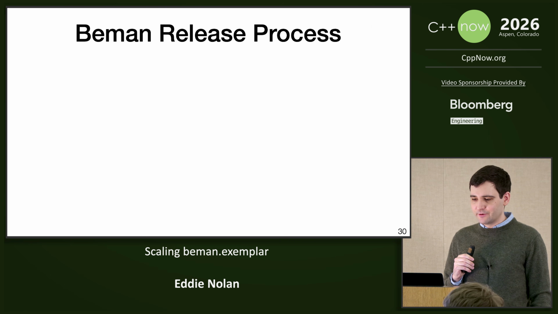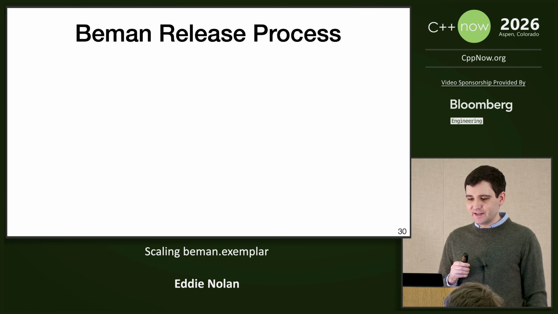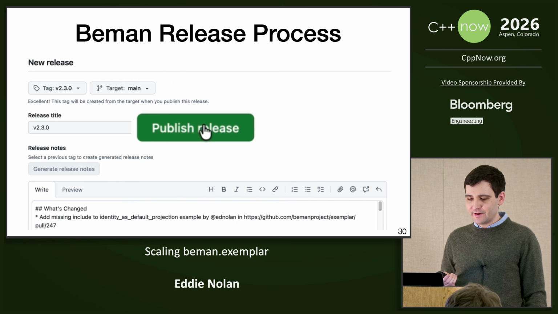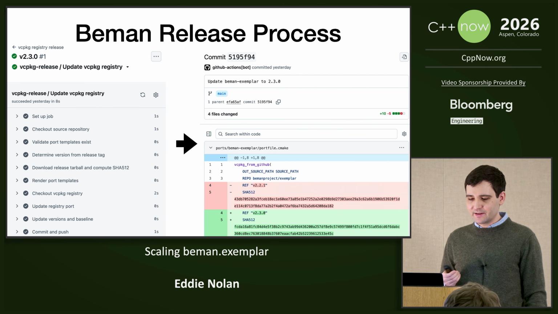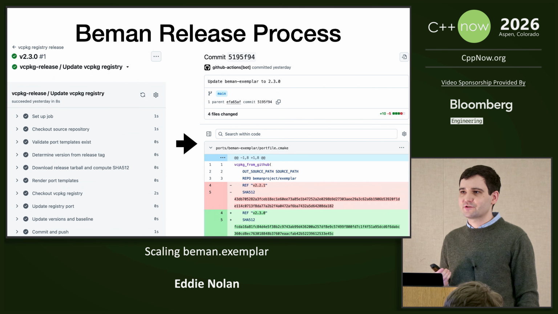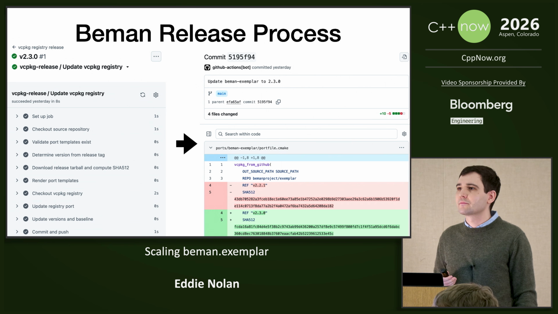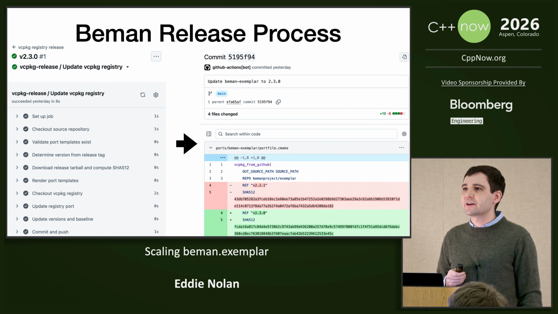So our release process is a very standard GitHub release process. You create a new tag, you can generate release notes, and then you have this publish release button that kicks off a GitHub action that stamps out the templates and creates a commit in the VC package registry. Is this the release process for the exemplar repo or for any Beman library? For any Beman library.